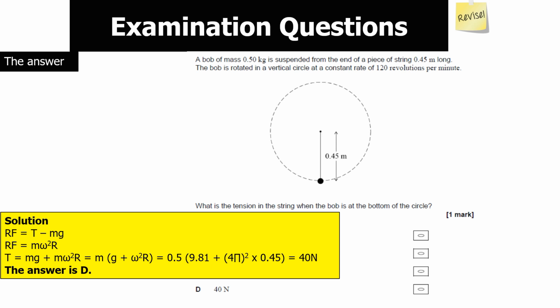Again, remember that you can work out what omega is from the revolutions. We've got 120 revolutions per minute, and we know 1 revolution is 2 pi radians. We can then divide by 60 seconds, because there are 60 seconds in a minute, and we therefore get 4 pi. We can then pop that in. We know the radius is 0.45 meters, and we get our answer to be 40 newtons. So our answer is D.